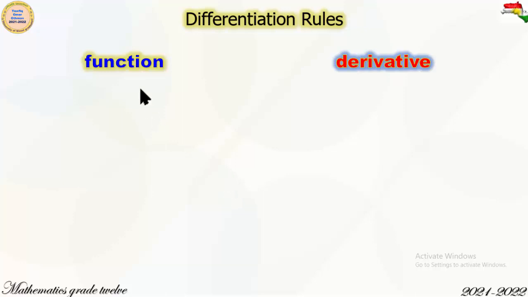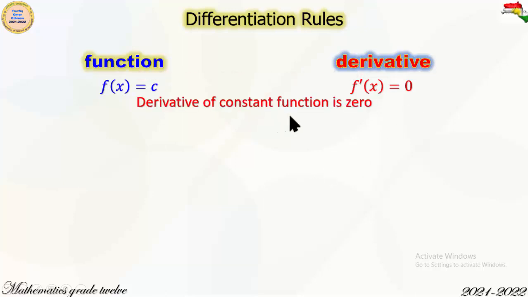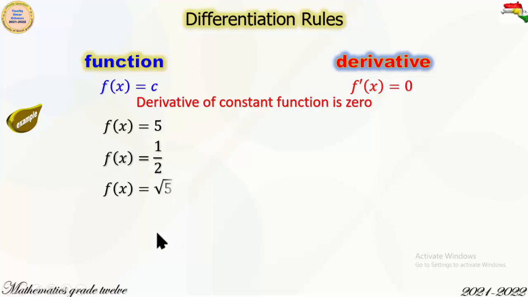Differentiation rules. Function f of x equals c. That means if we have a constant function, then the derivative of this function is 0, which means f prime of x is 0. Derivative of the constant function is 0. If we have f of x equal 5, f of x equal 1 over 2, f of x equals square root of 5, all of them are constant functions. Therefore, their derivative f prime of x is equal to 0.